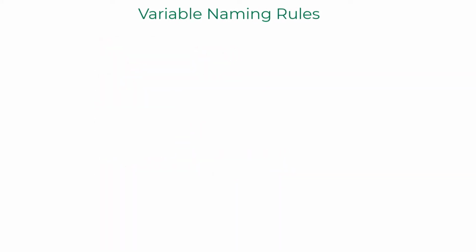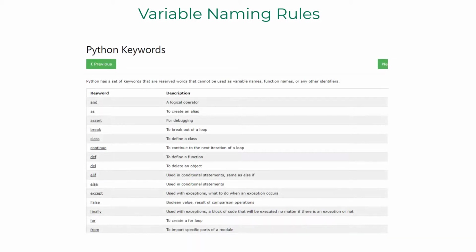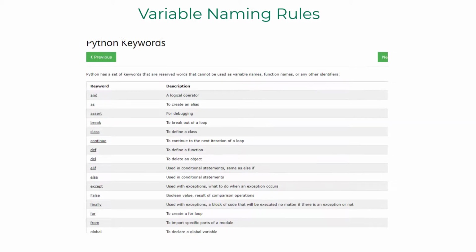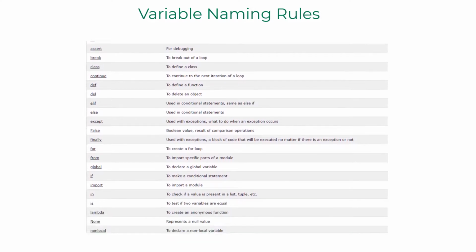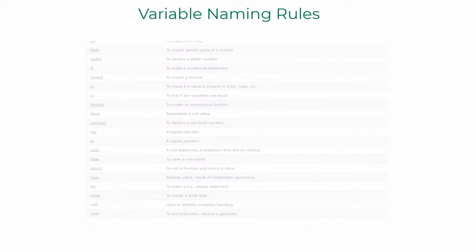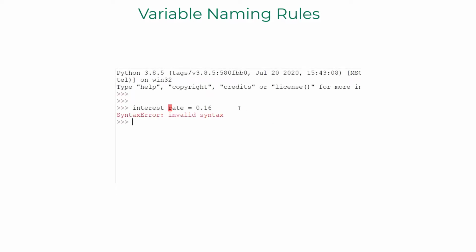I'm going to wrap up this lecture by talking about variable naming rules. You cannot use Python's keywords as variable names. Here is the list of Python keywords. Make sure you don't use them as variable names in your programs. A variable name cannot contain spaces. Okay, so the substitute for a space is an underscore. So that's why you would see plenty of underscores in standard code that is written in Python.